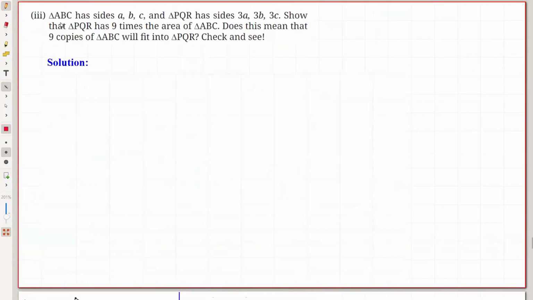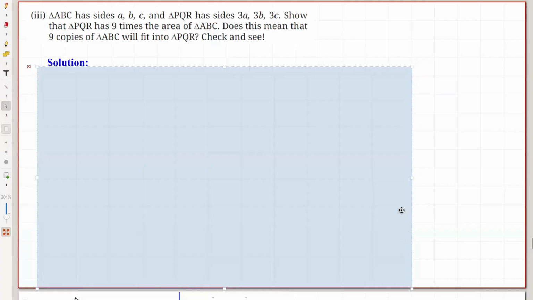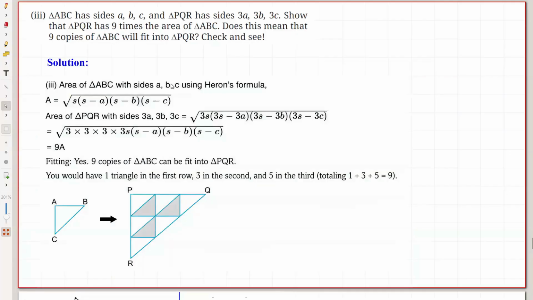Here a triangle ABC has sides a, b, c and triangle PQR has sides 3a, 3b, 3c. Show that the triangle PQR has 9 times the area of the triangle ABC. So does this mean that 9 copies of triangle ABC will fit into PQR? So check and see. First, in the previous case the sides were increased 2 times. So here they are increased 3 times. So the area of the triangle ABC with sides a, b, c is, okay, we are just taking.